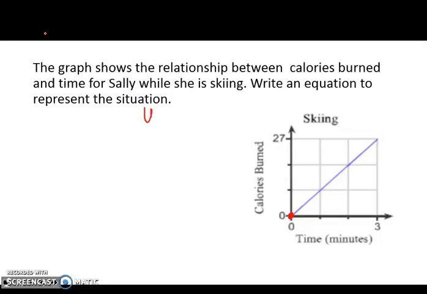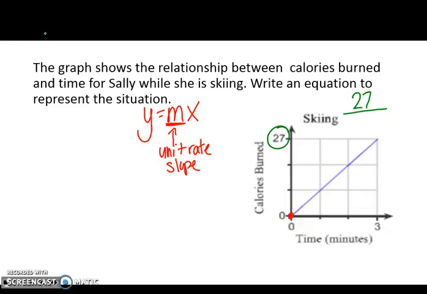Okay? So since it's proportional, I want it in y = mx, and I need the unit rate or the slope. So again, you're going to put your rise value, 27, over your run value, over 3. And that means that for 1 minute, Sally would burn 9 calories.